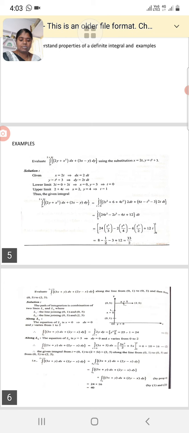2 is a constant, take it outside, and the integral of y is y² divided by 2, running from 1 to 5. So the value is equal to 24. Take that as equation 1.